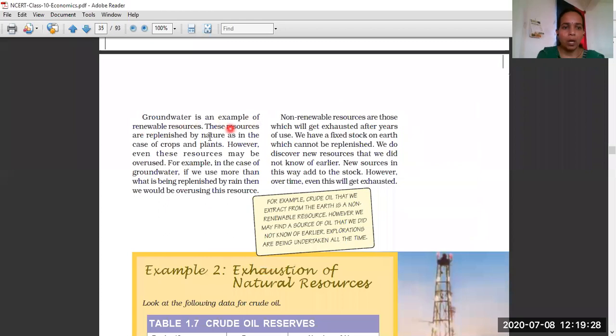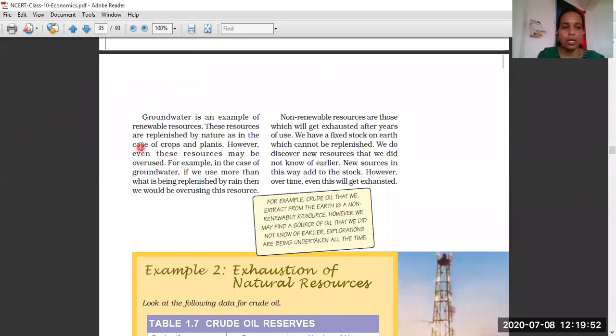Groundwater is an example of a renewable resource. Every year, the rainfall is there, and from that rainfall, the groundwater is renewed every year. But even then, this is the situation we are experiencing. The table level is decreased.